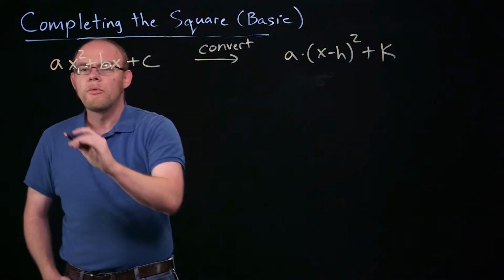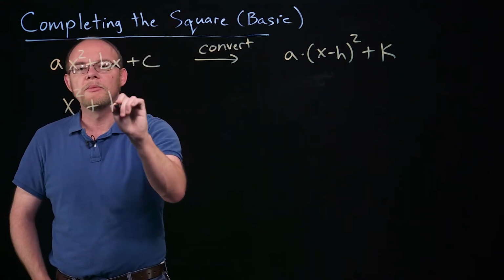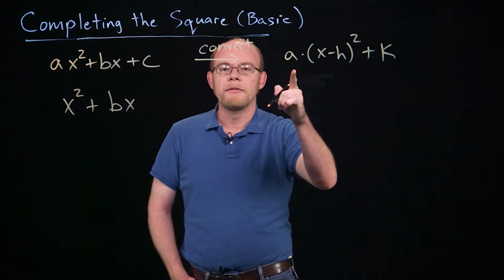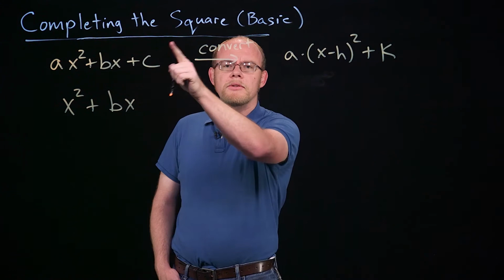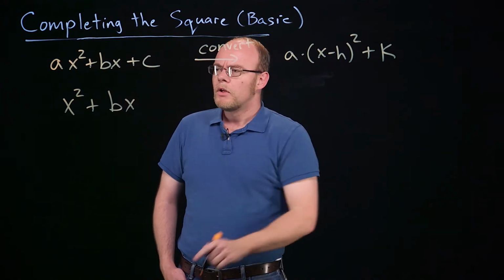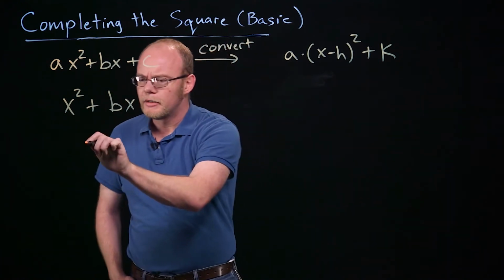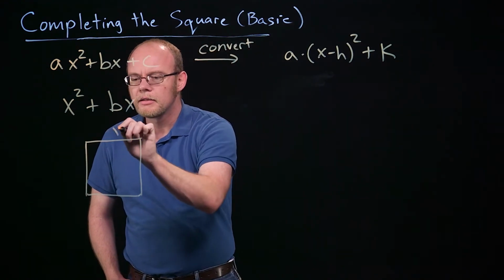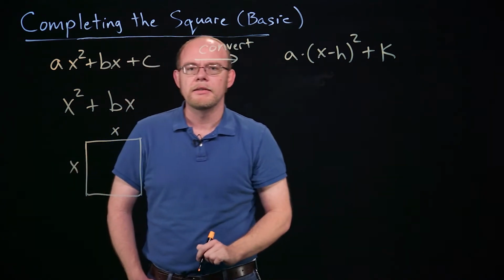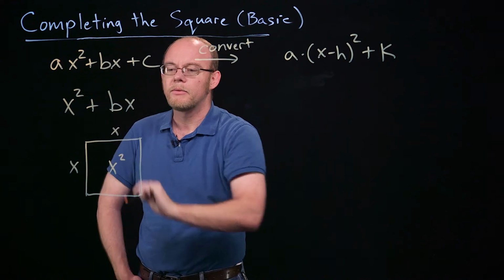Now we're going to worry about a more basic version of this. We're just going to worry about simplifying x squared plus bx into something of this form. Now when you look at this, you say completing the square. Well, what does that mean? If we look at that x squared term, the reason we call it x squared is because it gives us the area of a square that has side lengths x. So if this top length is x and the side length is x, then this is x squared.